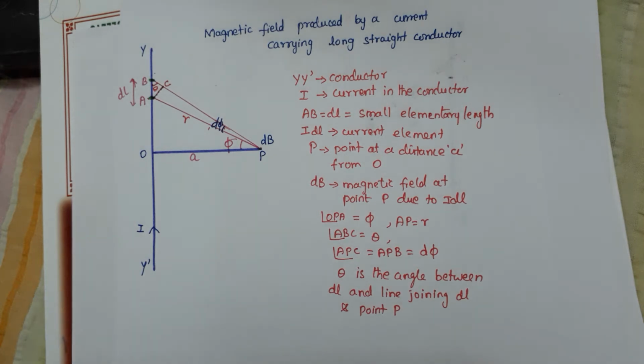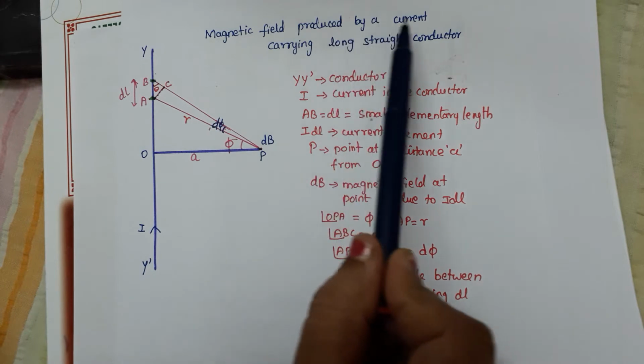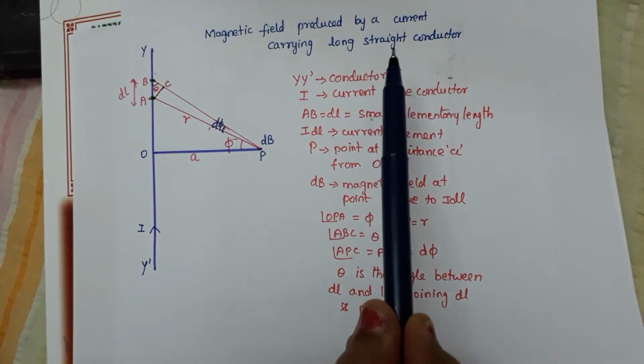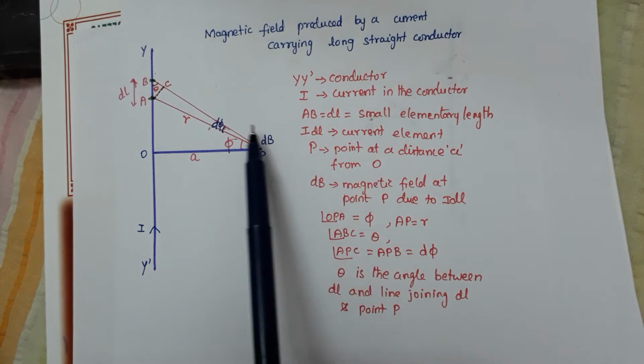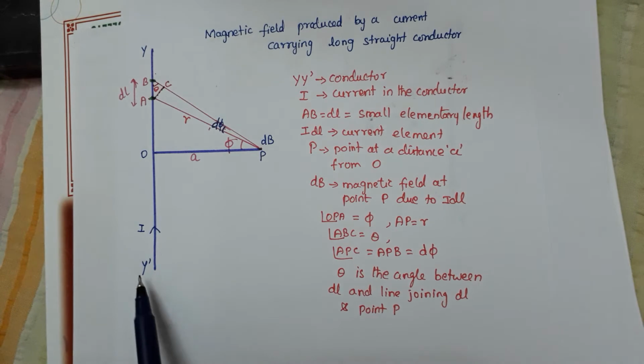Hello children, we are going to calculate the magnetic field produced by a current carrying long straight conductor, right? You know, a current carrying conductor produces a magnetic field. We are going to calculate the magnetic field produced by this straight current carrying conductor.